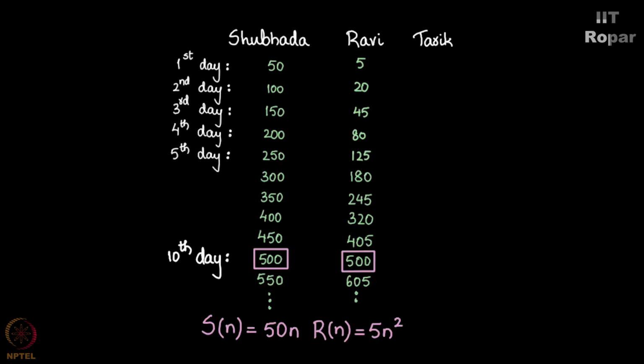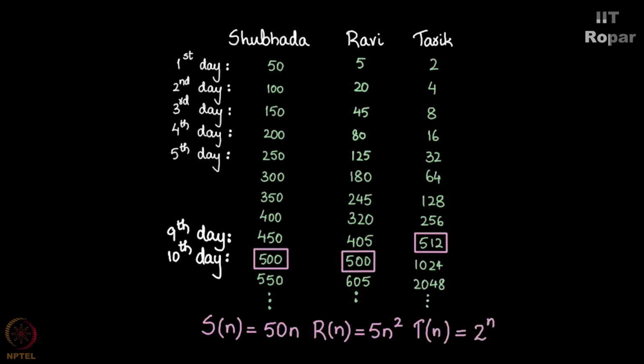Look at a third column here. Tariq. His function is simply 2 to the n. First day he gets 2 rupees. Second day he gets 4. Third, 8, 16, 32, 64, 128, 256, 512. Now do you see, in the 9th step, when n equals 9, Tariq gets more than Shubhada and Ravi, but he was faring much worse than them to begin with. And after this, Tariq is always having an upper hand over Shubhada and Ravi because his returns are going to be very high. So this is like the kangaroo and the cat example.